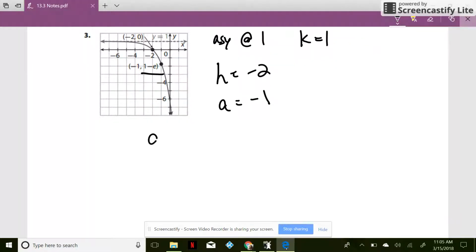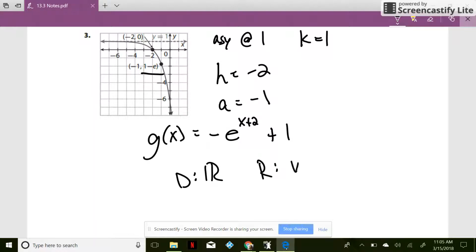So now we know that our function should be g of x is equal to negative e to the x plus 2, and then plus 1. Domain, all real numbers. Range, y is less than 1 because of the reflection.